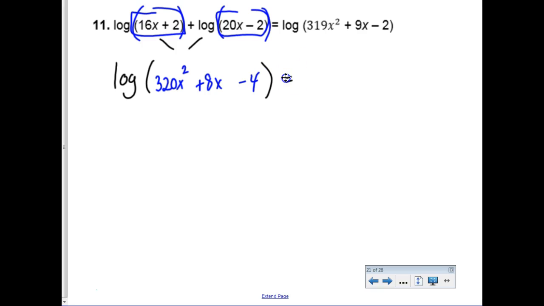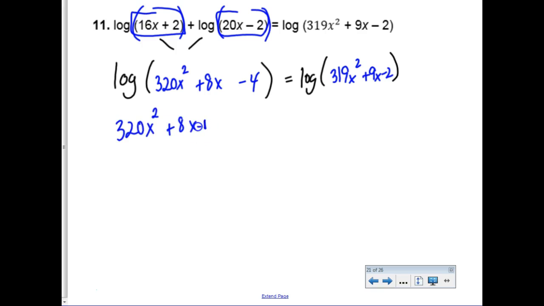Now, good news, the other logarithm is just a singular logarithm. And it does have that one-to-one property like we had in the last few questions. But technically what you're doing is you're exponentiating with a 10. But let's just kind of skip the middleman here and say the blue parts equal each other. Now, I'm not real excited about this because it looks like we're going to have a quadratic. 319x squared plus 9x minus 2. Okay, so definitely a quadratic.